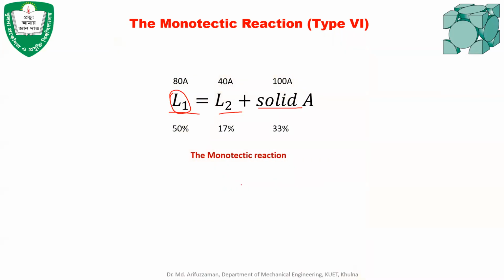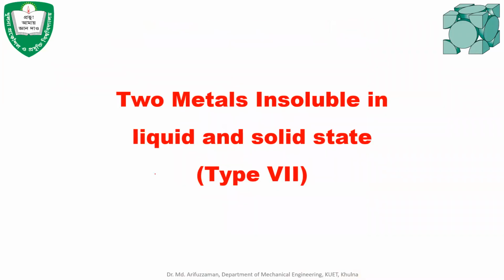All right, then we move to the next one. This is type 7. In this case, two metals are insoluble in liquid and solid state. That means the metals are not soluble in any way. That means you raise the temperature, they don't mix with each other, and when solidified, they don't mix with each other. It is a very simple type of phase diagram.